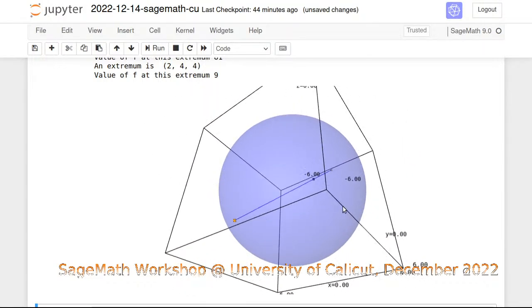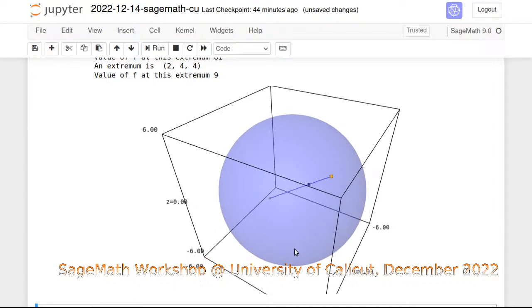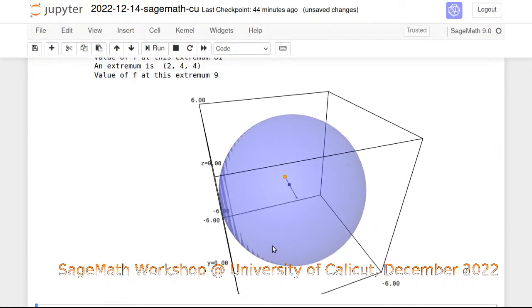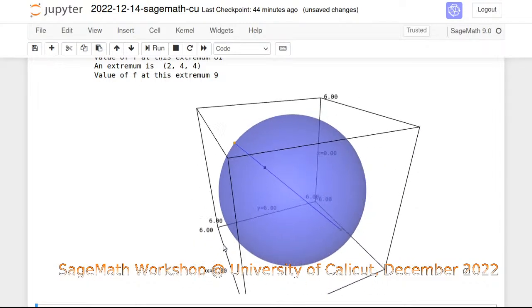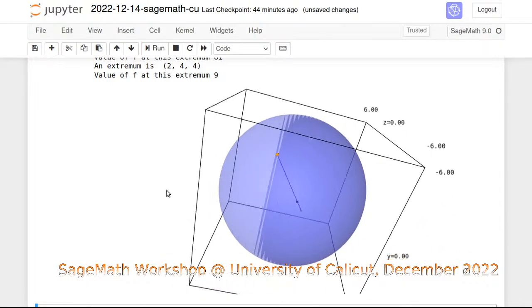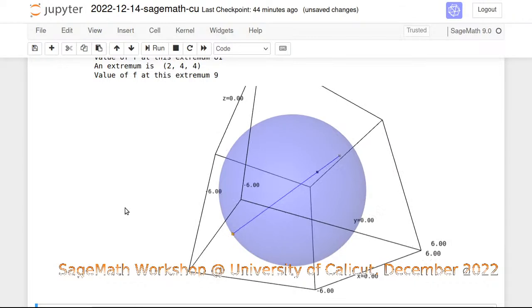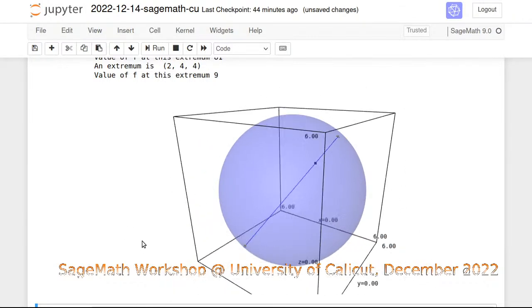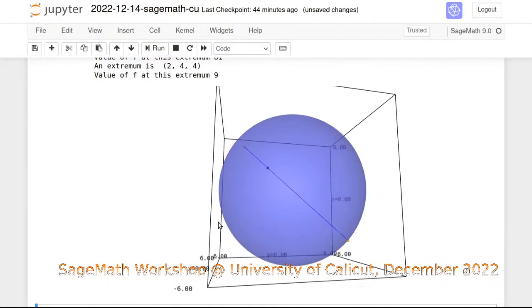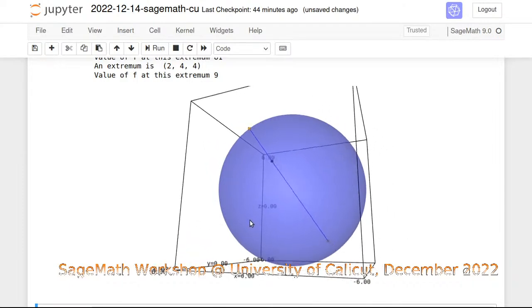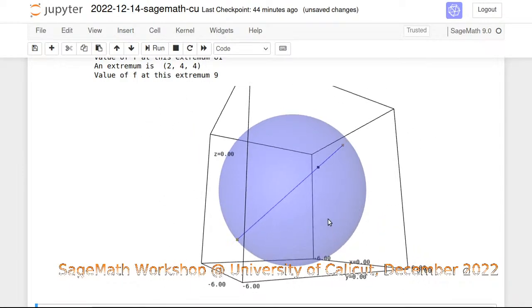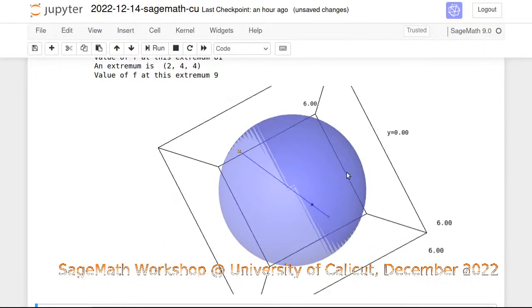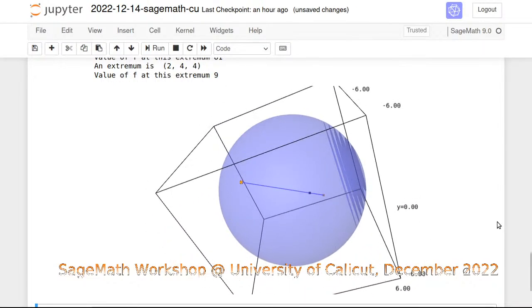Okay, so this is the closest point. Here it is. This is the farthest point. The point is inside the sphere. Okay, so this is the line joining. So this is what we are getting finally.